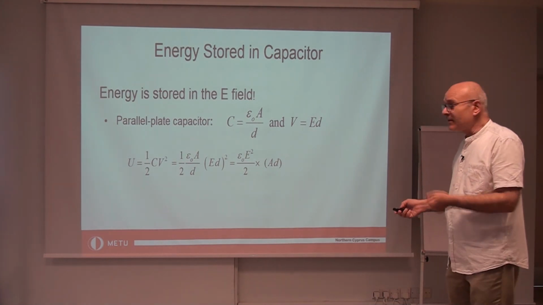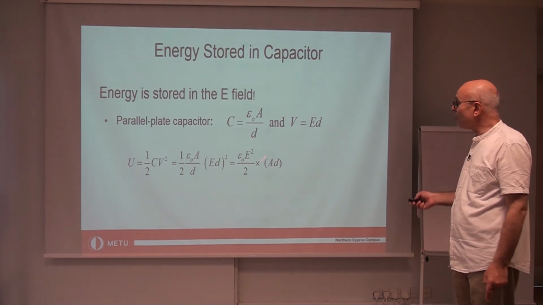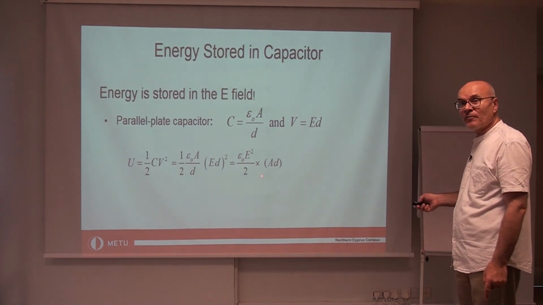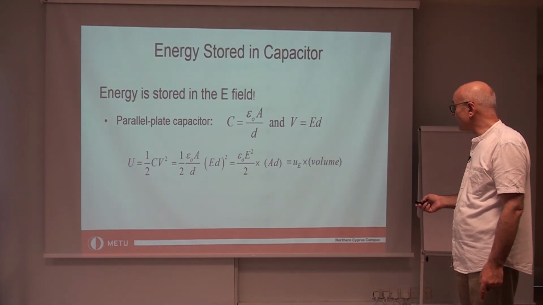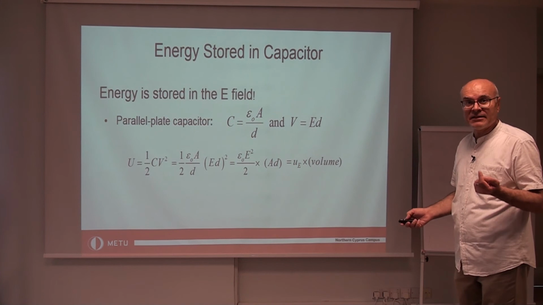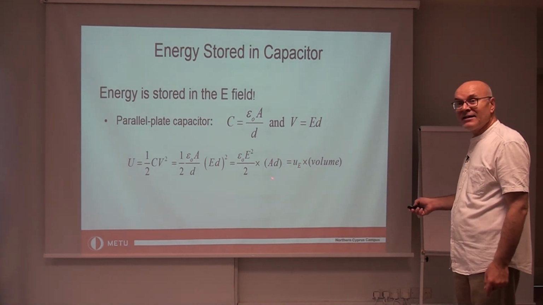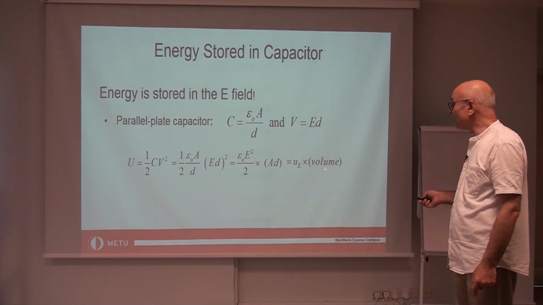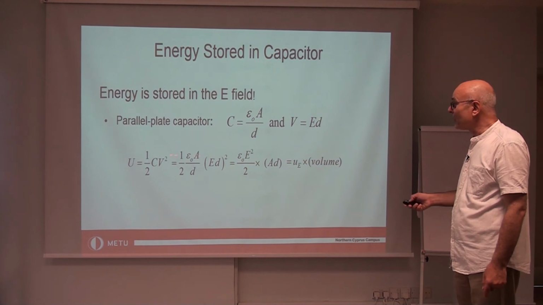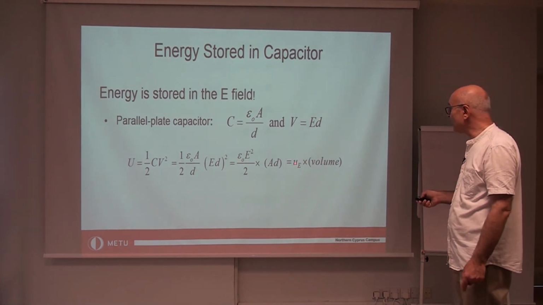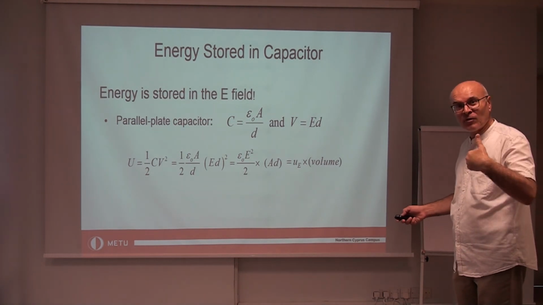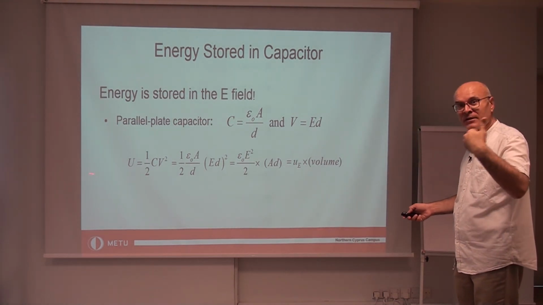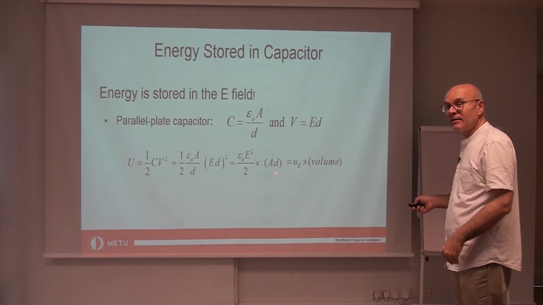If you look at this, this says the energy is equal to some quantity multiplied by a volume. And this quantity, therefore, can be interpreted as energy density. So small u_E, this is an energy density multiplied by the volume. So I can write the potential energy as an energy density, which is energy per unit volume, joules per meter cube in the SI units, multiplied by the volume.